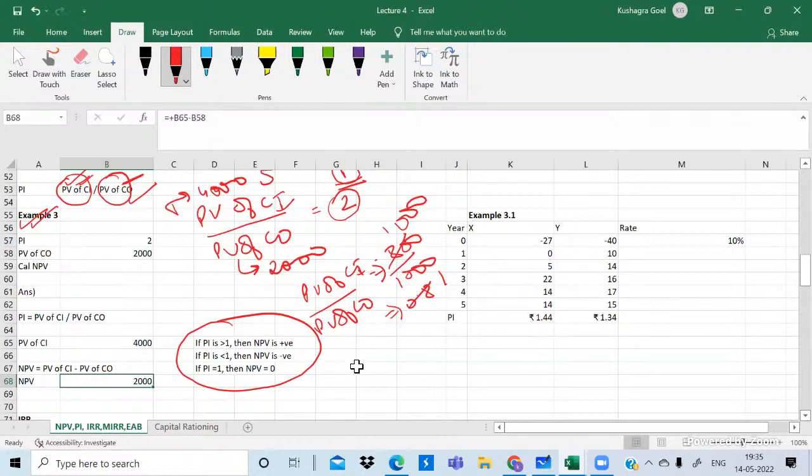So if your profitability index is more than 1, you're telling me that your NPV is positive, you should accept the project. Because initially we also said that if NPV is positive, we'll accept the project. If NPV is negative, you will reject the project. If NPV is 0, then we leave it up to the management to decide what is to be done.